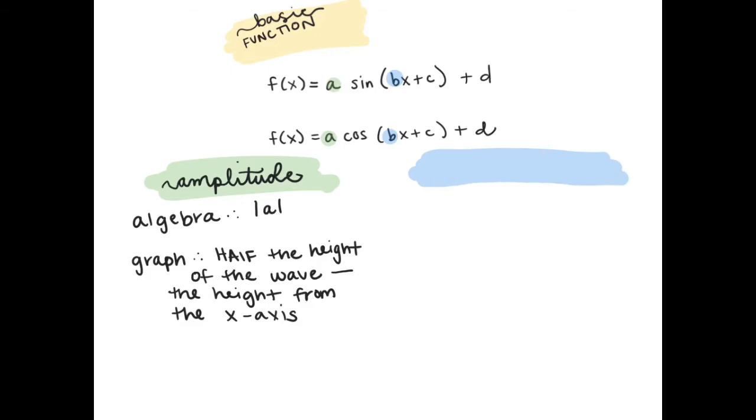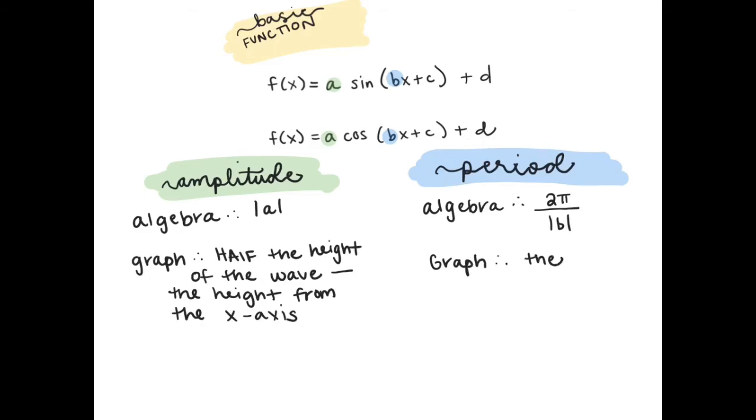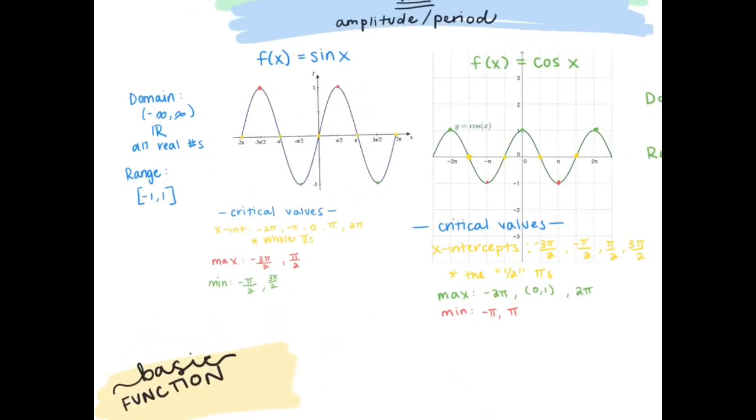Your period, so to find the period algebraically, what we're going to do is take our 2 pi, which is a full period normally, or a full rotation, and we're going to divide it by the absolute value of b, to be more specific. Graphically, it's going to be one full curve. So what you're going to hear me say is we're going to have a starting point and an ending point. That starting point and that ending point is going to be the period.